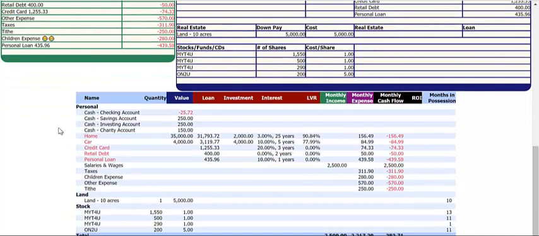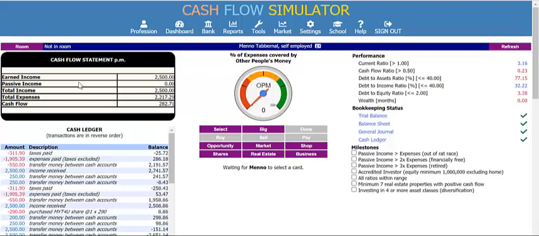Now, this part is also very interesting. So we have the name of everything that we own down here, how many of those we own, what the value is, what kind of loan we took out for it, what our investment was, what the interest rate is, how long that interest rate is going to be for, loan to value ratio, monthly income, monthly expenses, monthly cash flow, the return on investment, and how long we've had it in possession. So this game will calculate the time that you've been playing. So let's go back up to the top and I'll explain this.